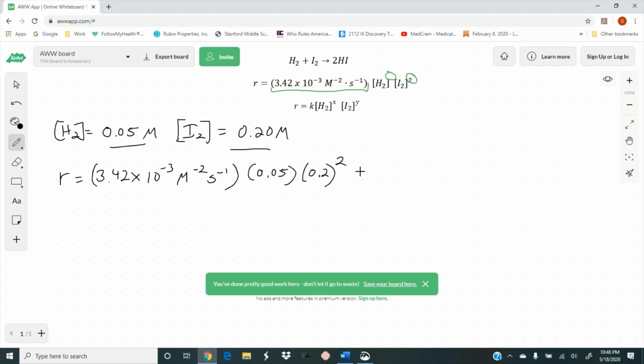All right, so if I go ahead and plug these numbers in here, I'm going to get my calculator to do that. What I'm going to do is start off by going 0.2 squared. It's going to give me 0.04 times 0.05 times 3.42 times 10 to the minus 3. And when I do that, I get 6.84 times 10 to the negative 6. Okay. So 6.84.